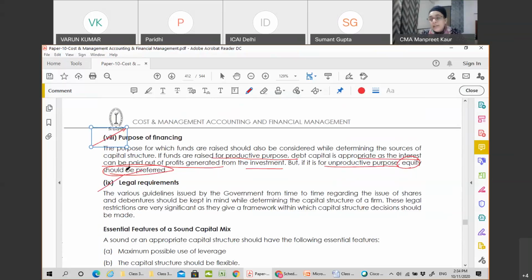Last is the legal requirements. Legal requirements means that according to the government's timeline, the rules change from time to time regarding the issue of shares and debentures. The legal requirements should also be kept in mind in deciding the capital structure of the company.